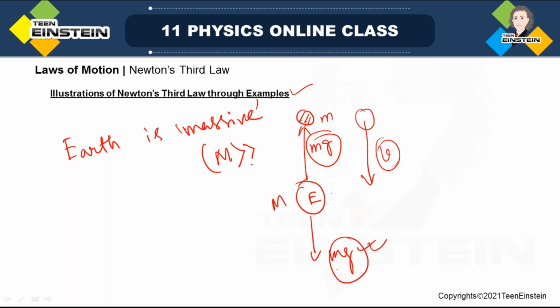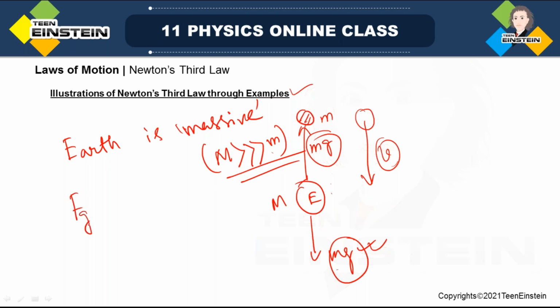Massive means what? Mass is very, very great compared to small m. It is very, very large. So then you might be thinking, what is the problem? If the mass is very, very large, why don't you see the motion of the Earth? Why don't you see the motion of the stone? It is because when we have velocity or acceleration, then only we can have a feeling of any motion.